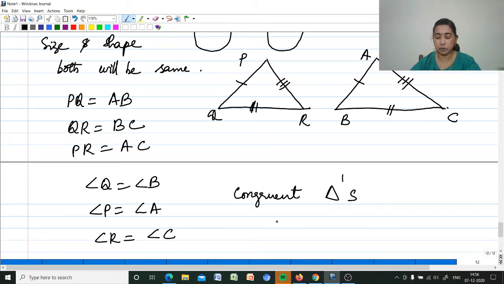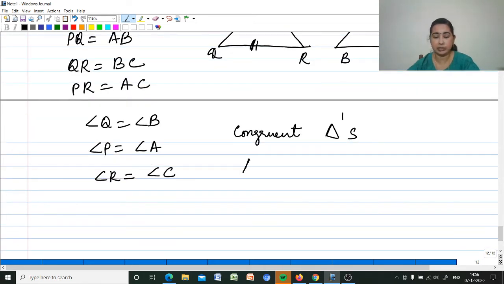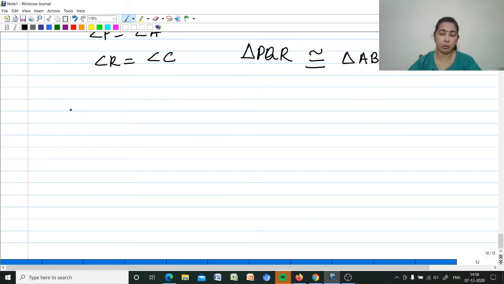And the symbol to denote congruency. So here we can say that triangle PQR is congruent. The symbol used is this, in order to show that congruency. So triangle PQR is congruent to triangle ABC. Now how can we show that two triangles are congruent? For that, there are some rules. First one, we'll move on to the SAS congruence rule.